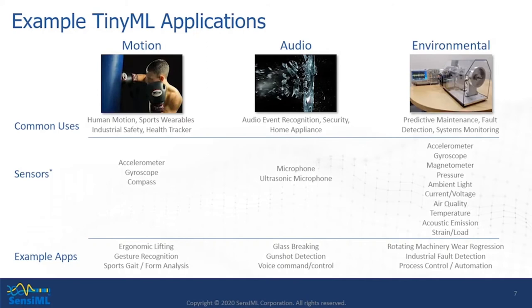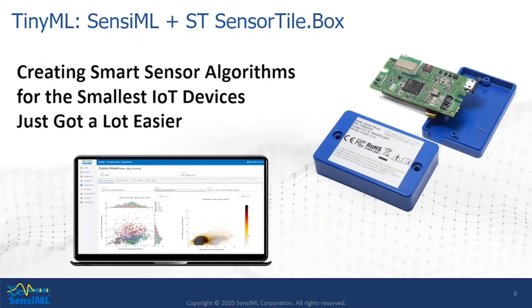Shifting gears, now that we've covered general development approaches and pros and cons of various existing methods for building smart IoT devices, I'd now like to introduce the unique capabilities that SensiML and ST bring to developers seeking a better approach to building intelligent devices for TinyML applications and/or a practical entry point into AI for their smart product concepts. The upshot is that creating smart sensor algorithms for such time series sensor use cases just got a lot easier.